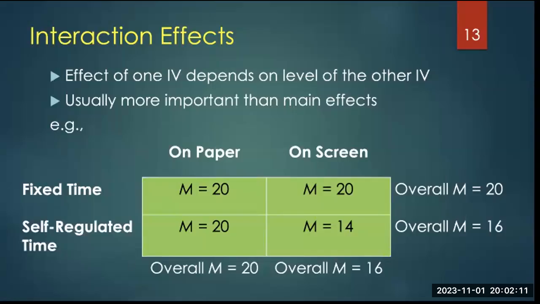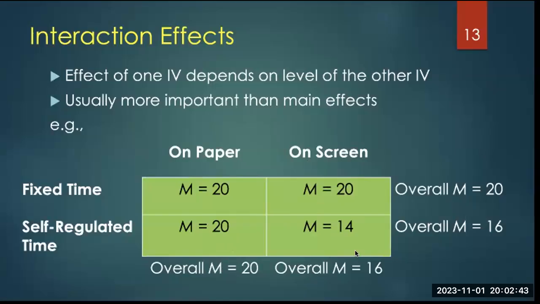If we're doing it on paper in self-regulated time and their average score was 20, right? Then we know on paper, it's not really making a difference. It's the same score both ways. On screen, let's take a look. If their fixed time average is 20, and then on self-regulated time it's 14, there is a difference now, right? There is a difference between on paper and on screen. We see that there is that effect. On paper, they had a higher score than on the screen.